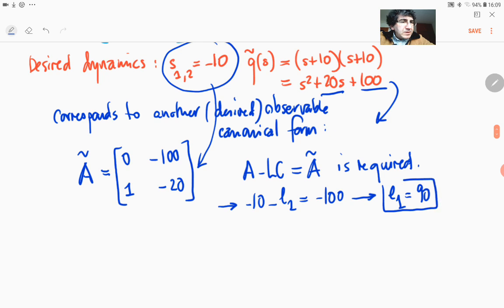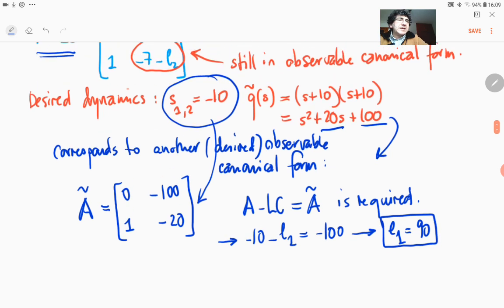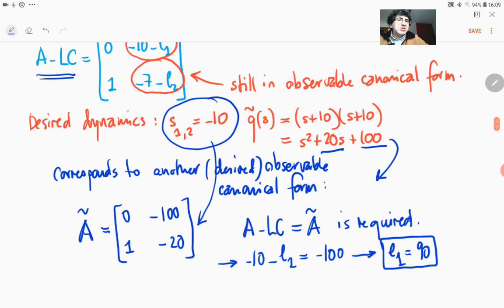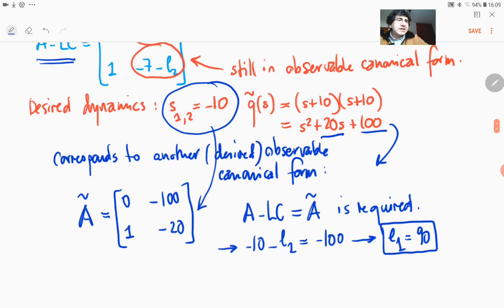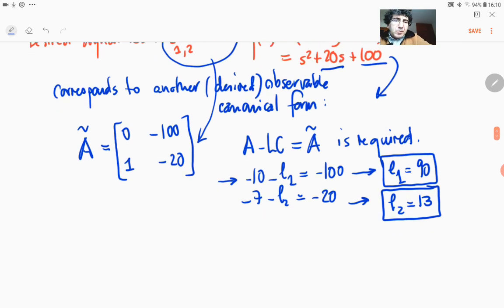Okay. So the equations are perfectly decoupled. Each equation actually gives me one of the L's. So minus 7 minus L2 is equal to minus 20, and that also gives me L2 equal to 13. So this essentially completes the design of the observer.